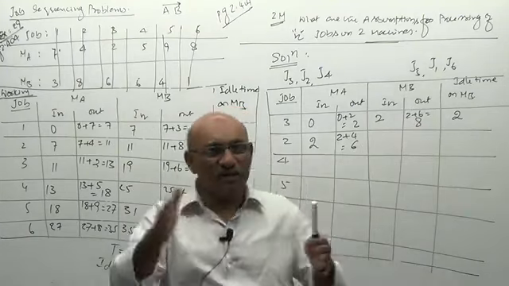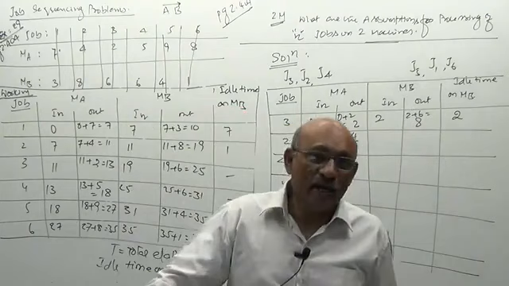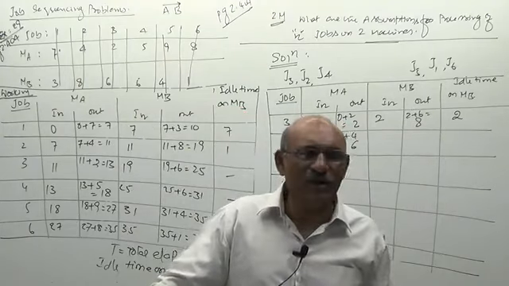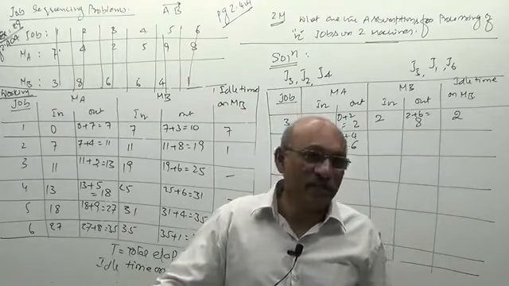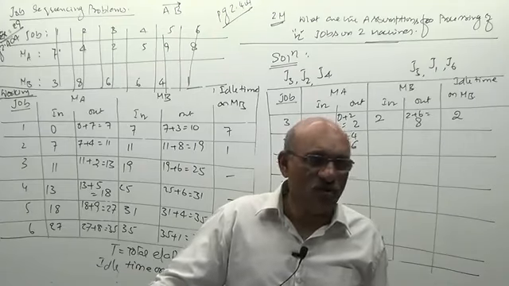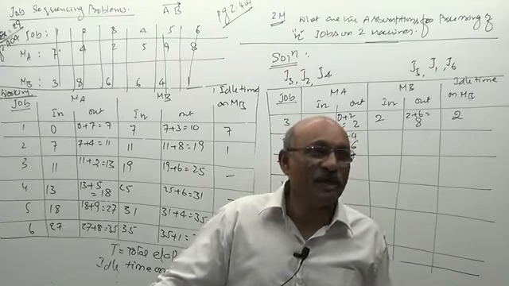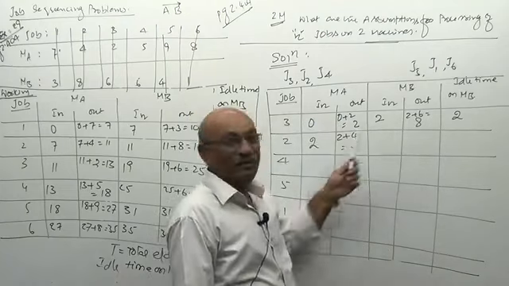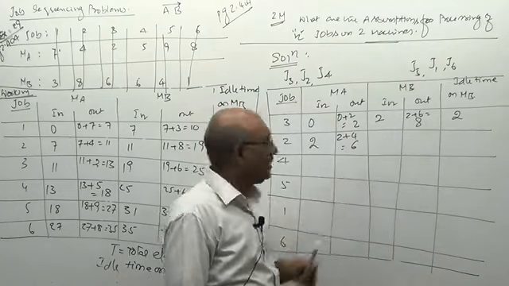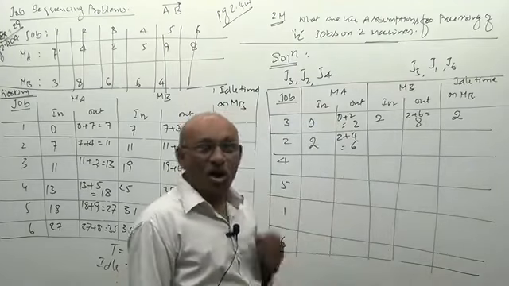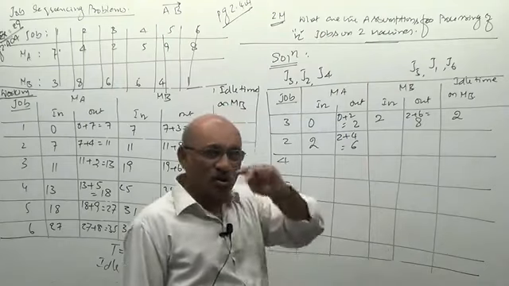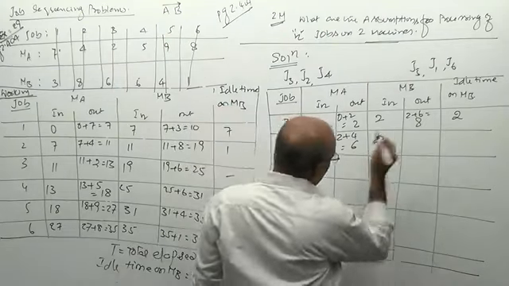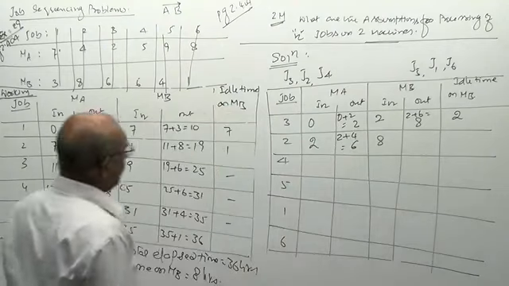And from the assumptions, we know that a machine can process only one job at a time. Therefore, it cannot accept another job simultaneously. Here the job is waiting. How many hours will it wait here? 2 hours it will wait. So this job is transferred to the next machine at the end of 8th hour.